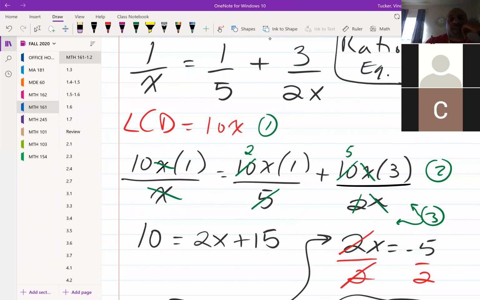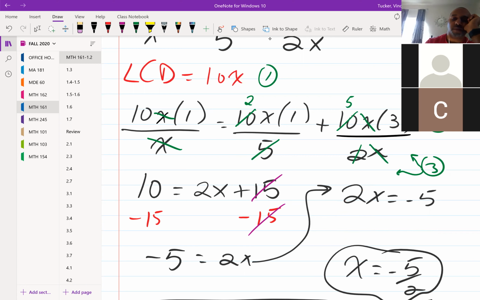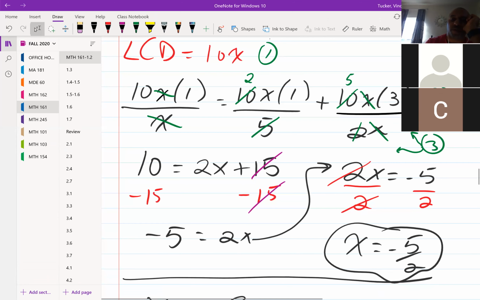All right. So we're looking at 10 equal to 2x plus 15. Now we can solve this the way we did all the rest of the problems. Subtract 15 from both sides. 15 cancels on the right, leaving you with 2x. 10 minus 15 is negative 5. So 2x equal to negative 5. You divide both sides by 2. The 2's cancel, and that leaves you with x equal to negative 5/2.